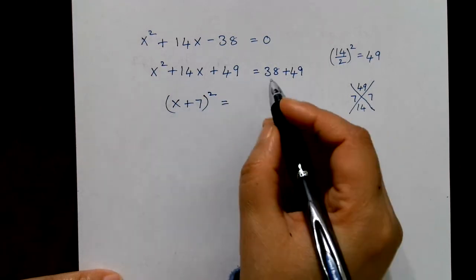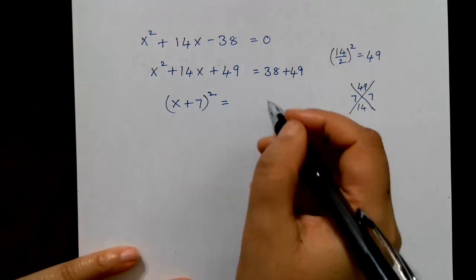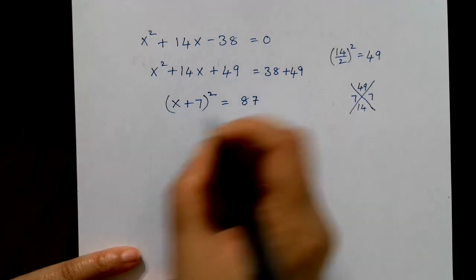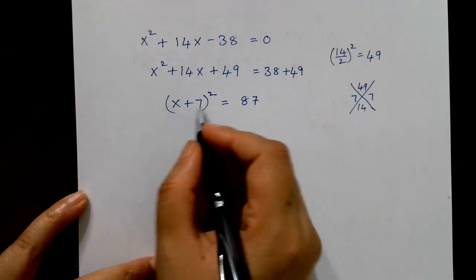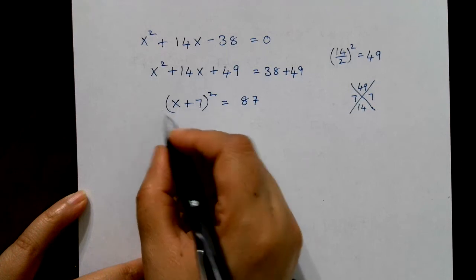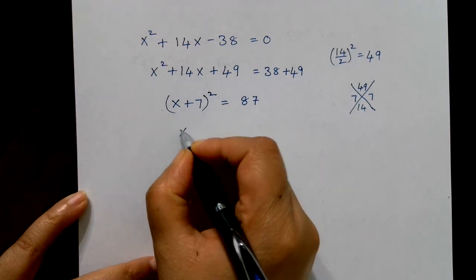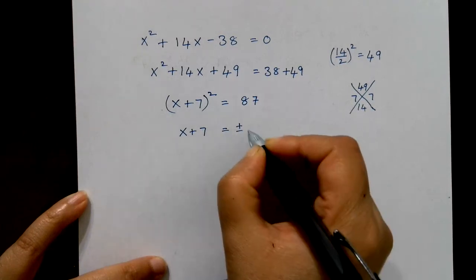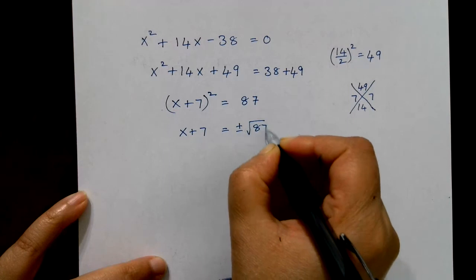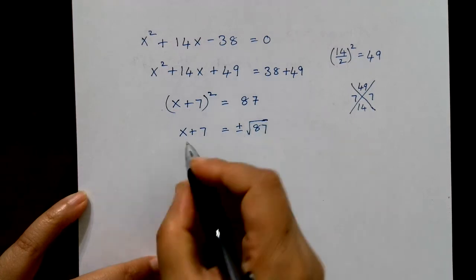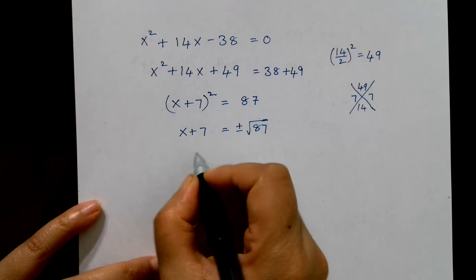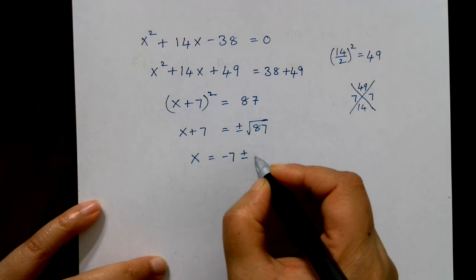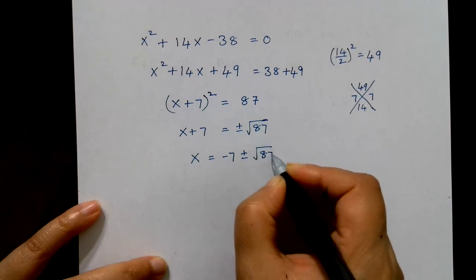So this is equal to 38 plus 49, which is 87. Now we are trying to solve for x. Use inverse operations, and then solve. So take the square root on both sides. You get x plus 7 equals plus or minus the square root of 87. Whenever you take a square root, you end up with a plus or minus sign. And then subtract 7 on both sides. That gives you x equals negative 7 plus or minus the square root of 87.